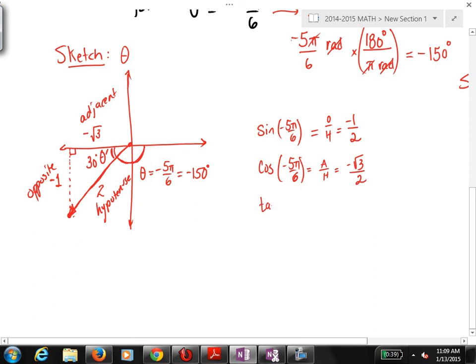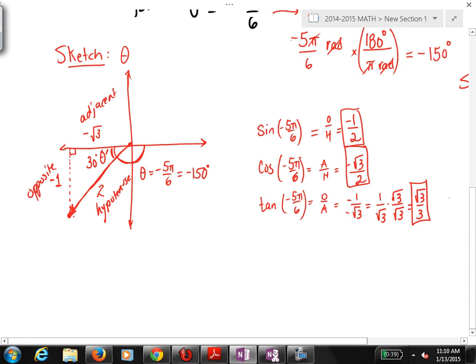And then tangent is opposite over adjacent. Now here, what's negative divided by a negative? Positive. So it's just 1 over the square root of 3. And if I simplify this by multiplying by the square root of 3 over the square root of 3, I end up with the square root of 3 over 3. So just be careful with the signs when you do this problem.